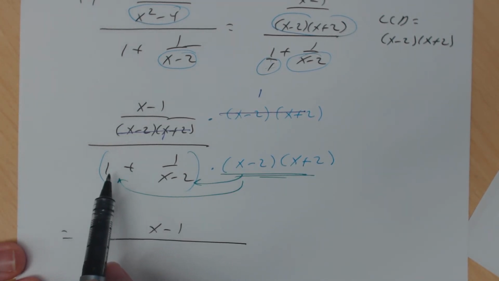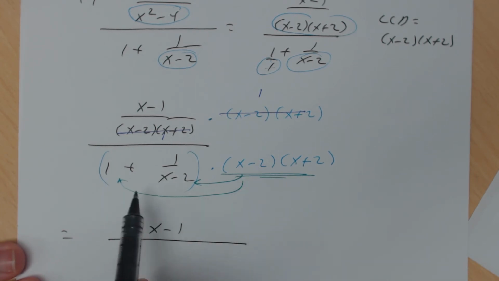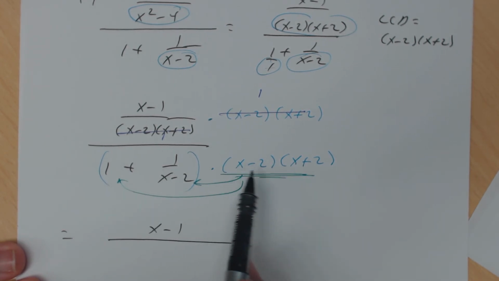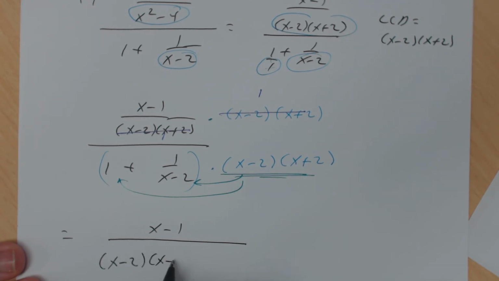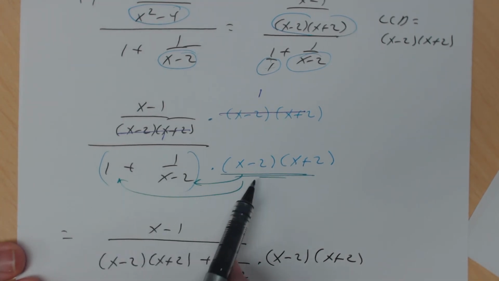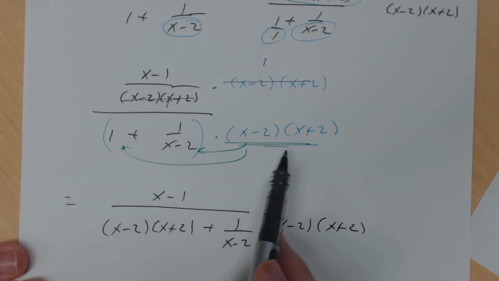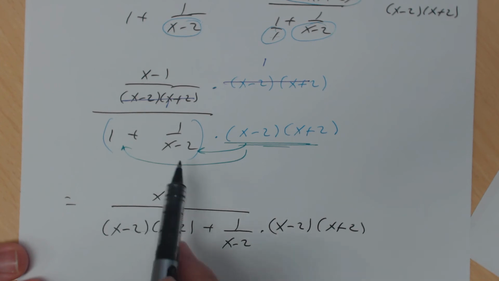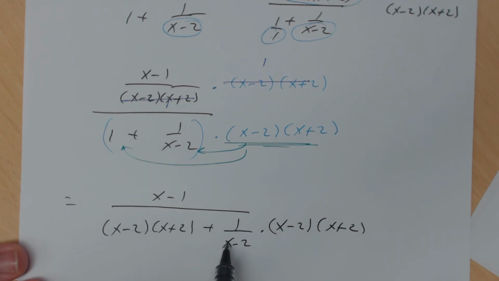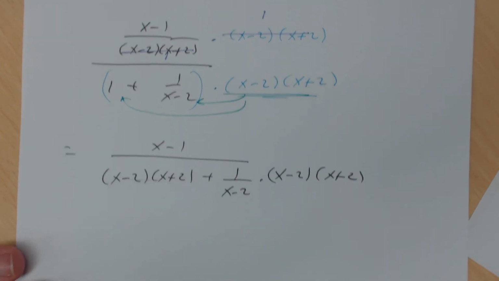My denominator, okay, so I have to distribute. Remember, you're going to distribute this. So 1 times the LCD is the LCD. That's what you get. Plus this fraction, 1 over x minus 2, times the LCD. So both of these had to be multiplied by the LCD. So 1 times this is the LCD plus 1 over x minus 2 times the LCD.